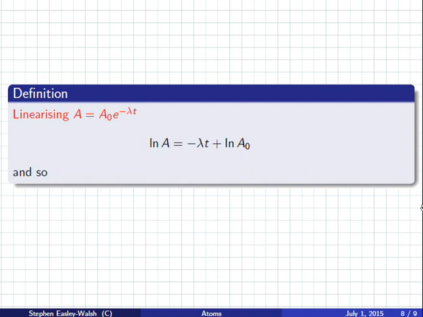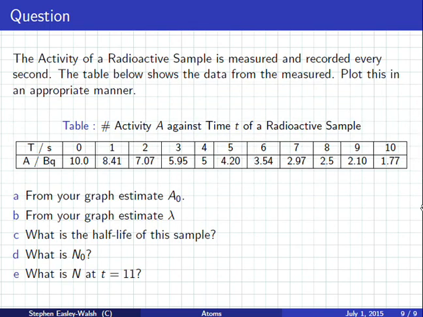Yeah? And the story is the same for A. N or A, it doesn't matter. Okay.